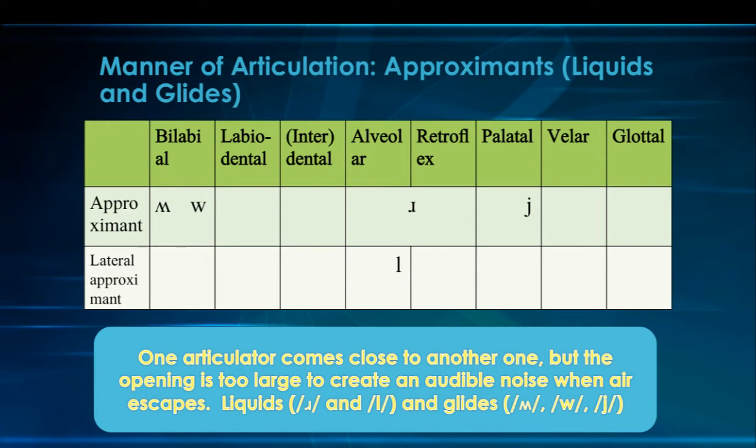W and y are called glides or semivowels. The opening is so wide that the two sounds occupy a middle position between vowels and consonants on the sonority scale. Traditionally, though, they've been classed with consonants, and that is why we include them in this portion of the lecture.